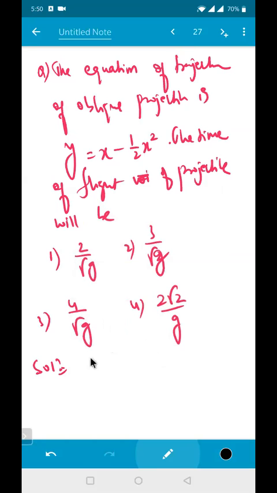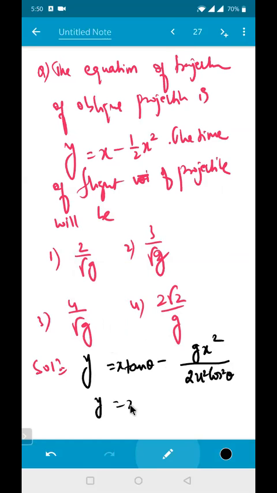Compare with the standard equation. The standard equation is y is equal to x into tan theta minus g into x square divided by 2 into u square into secant square theta, or 1 by cos square theta. Comparing with the given equation, y is equal to x minus 1 by 2 into x square, the coefficient of x is 1, so tan theta is 1. So theta will be 45 degrees.